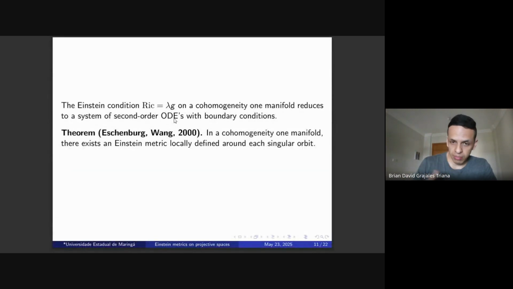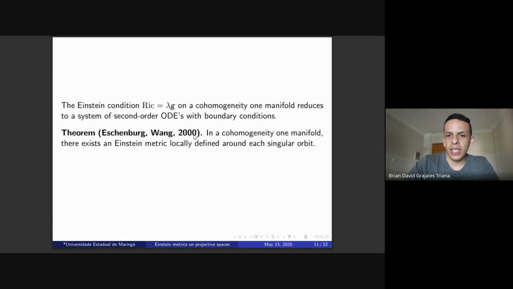And moreover, we have this nice result that says that in a cohomogeneity one manifold, there exists an Einstein metric locally defined around each singular orbit. So for example, you have a complicated system of ODEs with complicated boundary conditions, but you can guarantee that around each singular orbit you have local solutions. You can find a tubular neighborhood of a singular orbit where there exists a solution for the system of ODEs with the boundary conditions. That is guaranteed by this paper, and I think that's very strong.